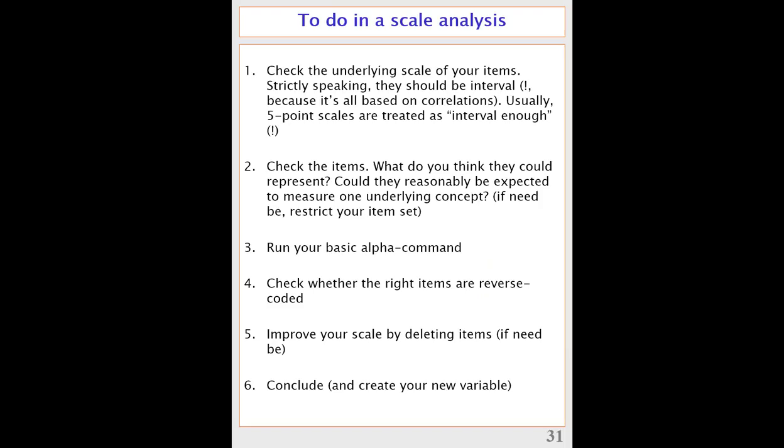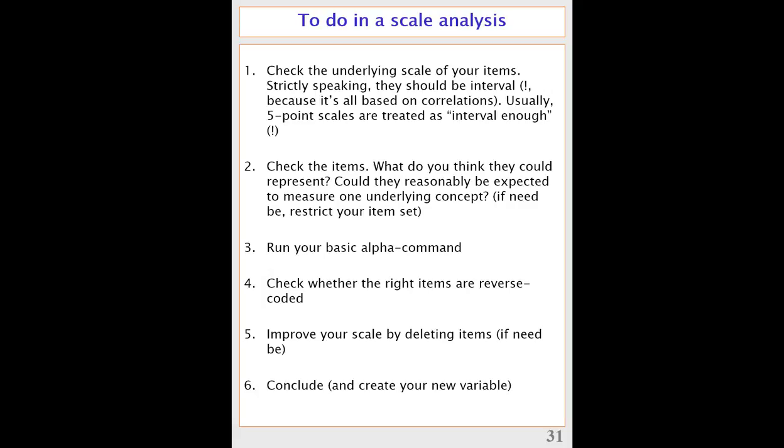So in general, you check the underlying scale of the items. And there is one thing that I didn't focus on just yet. Strictly speaking, all this is based on correlations, and correlations were actually only meant to be used for interval by interval. We don't have that here. These items are 5-point, 7-point scales. So officially, we're not even allowed to do this, given that the whole alpha command is based on correlations. But we nevertheless do this, sort of by definition.